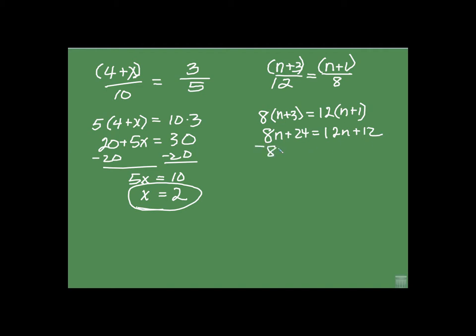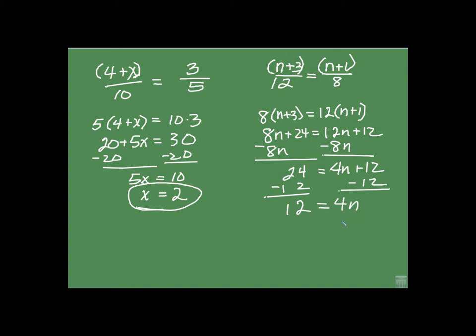We could subtract 8n from each side, and we would get 24 equals 4n plus 12. Subtract 12 from each side, and we get 12 equals 4n, and we divide each side by 4, and we get n equals 12 divided by 4, or n equals 3.